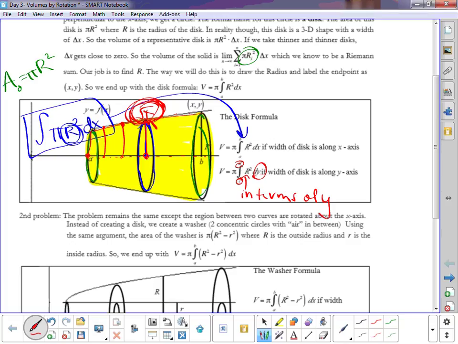I'm still confused as to how you got square root of x. I'm saying that for our example that we did, we had square root of x as our function that we were looking at. And that's the region that we were rotating. So for that particular example, our radius of that circle would just be the height of the function square root of x. So it's going to change depending upon which function you have. All right, other questions so far with that?